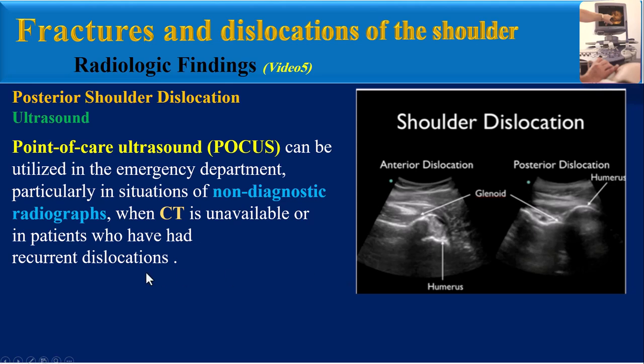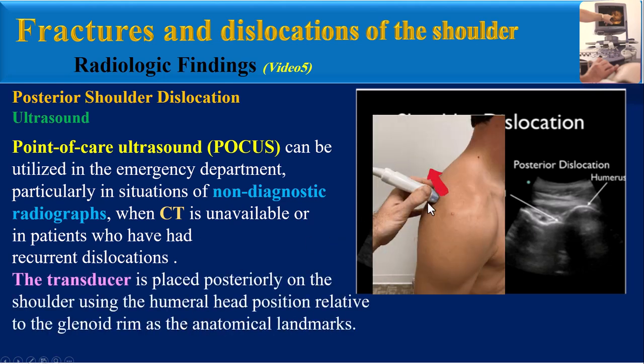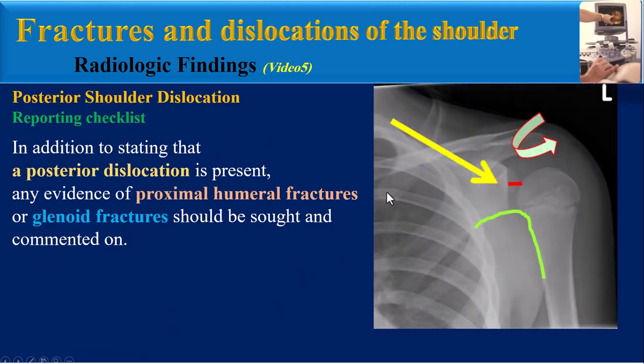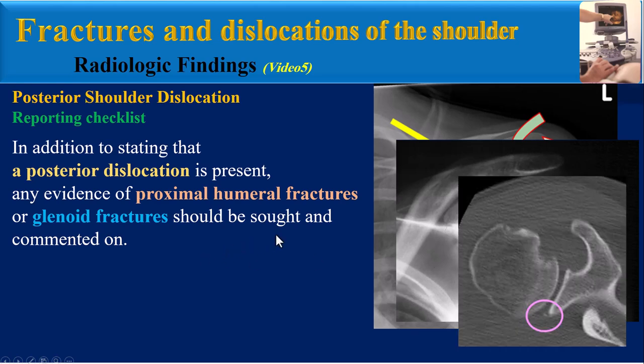particularly in situations of non-diagnostic radiographs when CT is unavailable, or in patients who have had recurrent dislocations. The transducer is placed posteriorly on the shoulder, using the humeral head position relative to the glenoid rim as the anatomical landmarks. Reporting checklist. In addition to stating that a posterior dislocation is present, any evidence of proximal humeral fractures should be sought and commented on.